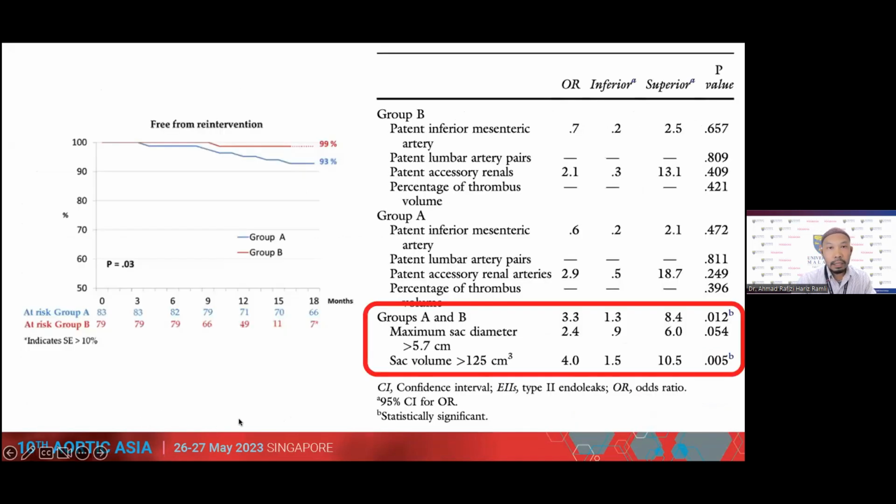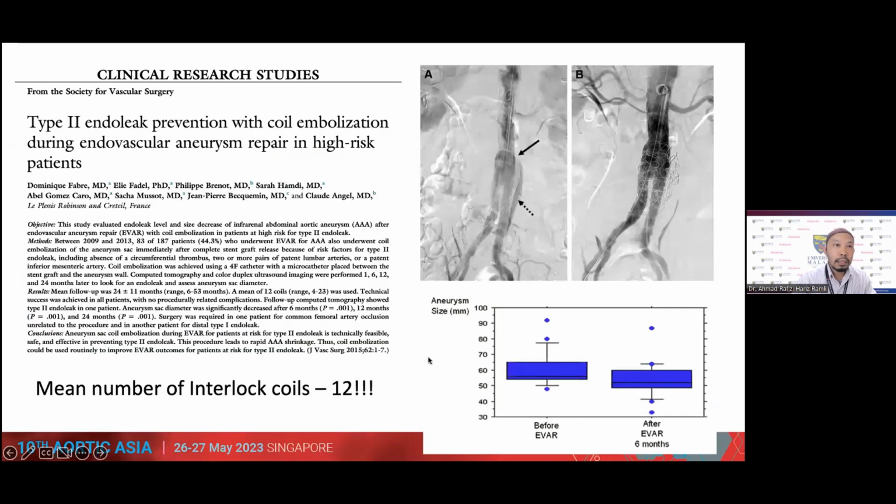This is from the study. As you can see here, it reduced the re-intervention rate, especially in those patients who have a sac diameter of more than 5.7 centimeters.